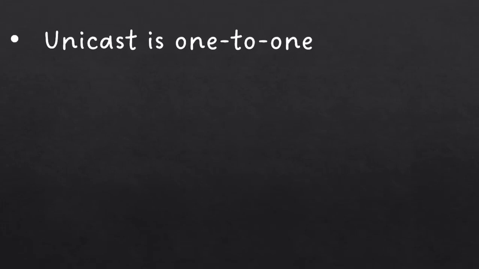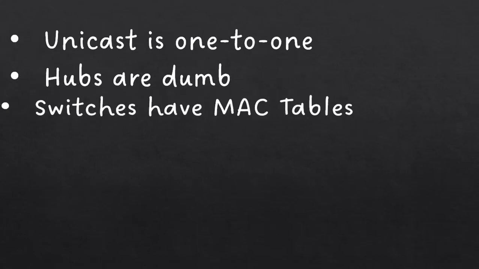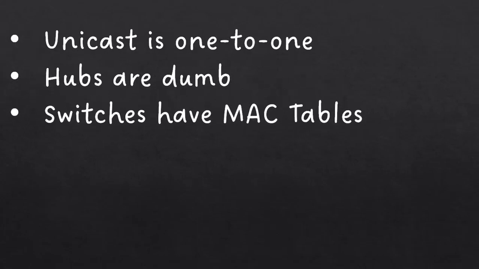So let's take a moment to do a quick review of some of the key concepts that you just learned. We learned that a unicast is a one-to-one communication. It's not a broadcast, it's not a multicast, it's a unicast. It's one system communicating with one other system. We learned that hubs are dumb, that they don't have MAC address tables like switches do. So when a hub receives some traffic, it's basically flooding it out every single port, whereas switches are smarter. They have MAC tables and they can target that traffic.